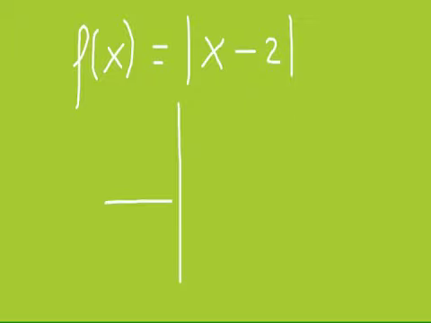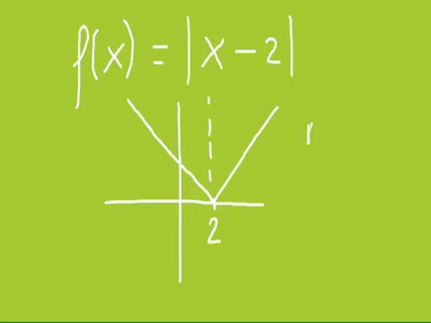If we were to graph that function, that looks like the absolute value function, but it's moved to the right too. So there is symmetry around x equals 2, but it's not symmetrical across the y-axis. So in this case, this function would be neither even nor odd.